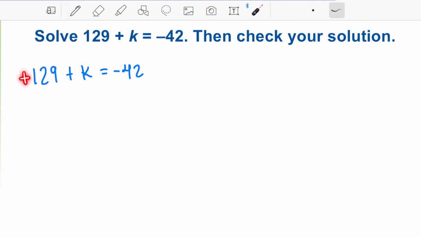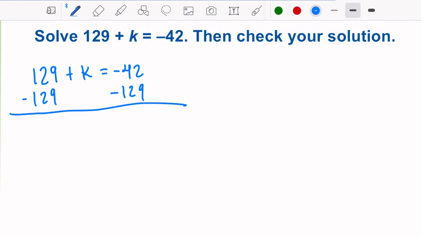Now the 129 is positive because there's no sign, which means that it's positive, and the plus belongs to the k. So the opposite of adding 129 is to subtract 129. According to the rule, if I subtract 129 from one side of my equation, I have to do it to the other side of the equation.